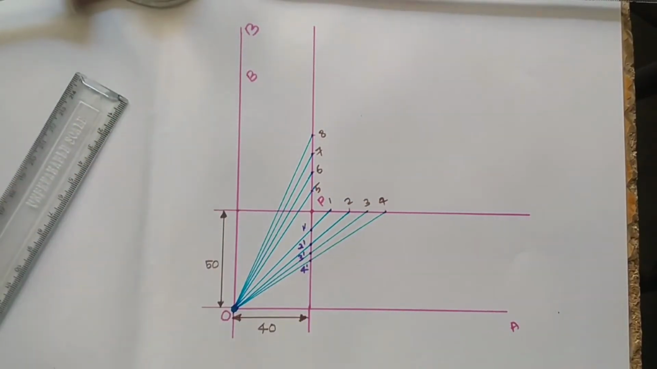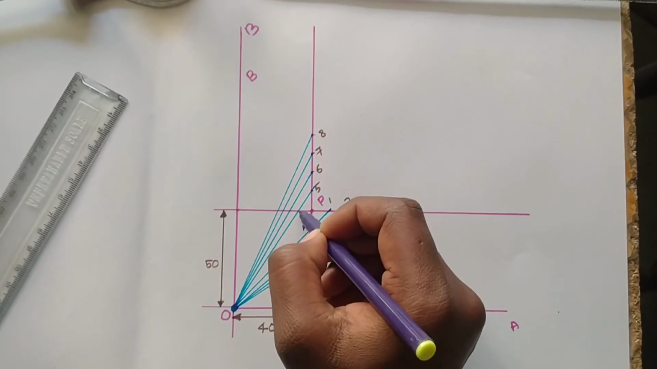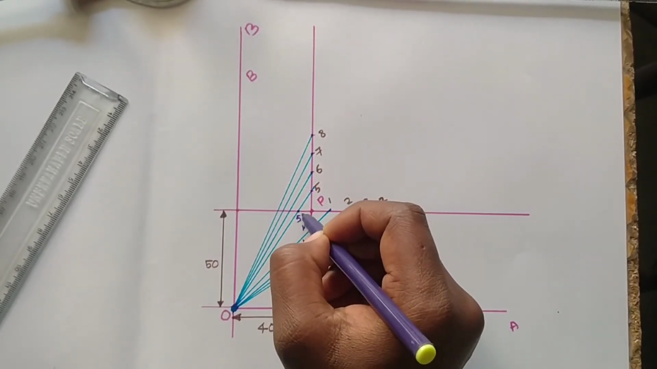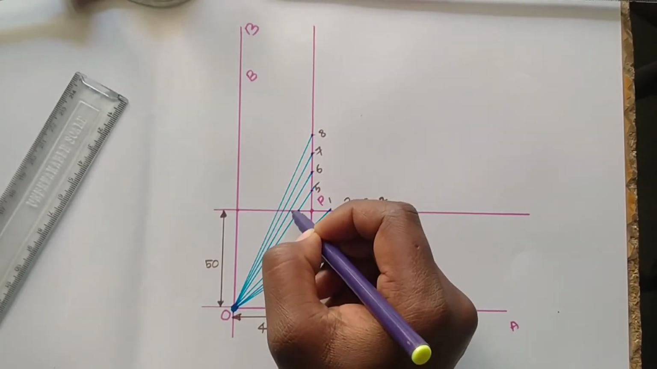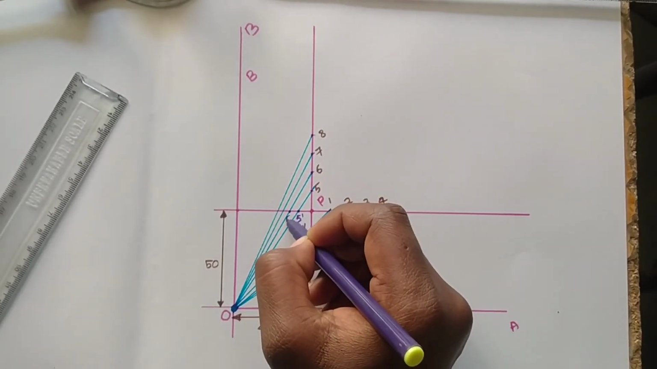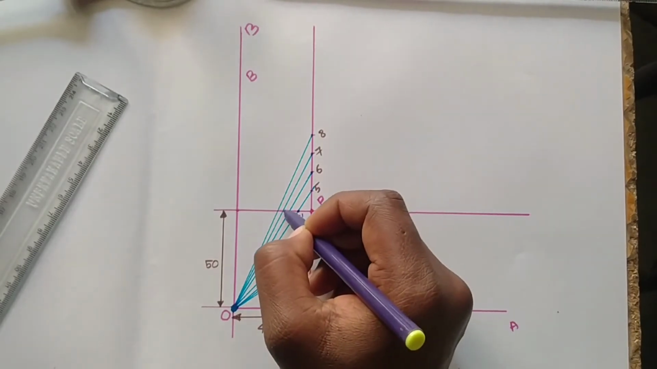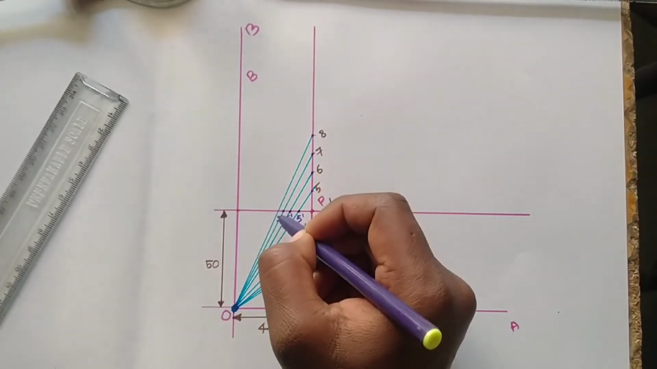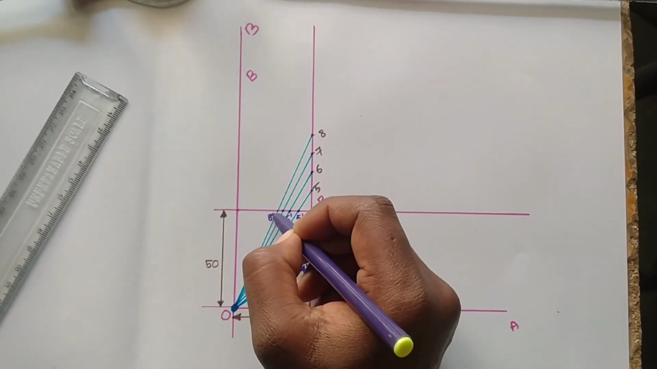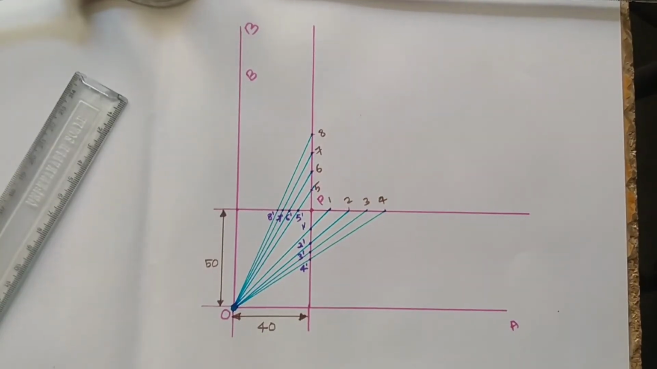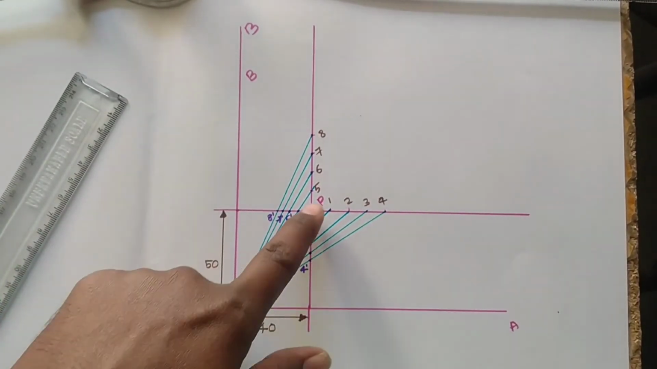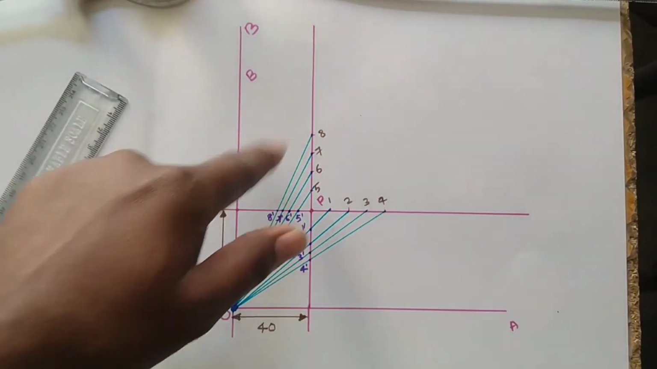Next, on the upward side, the O5 line touches this horizontal line at this point, name it 5 dash. The O6 line touches here, let this be 6 dash. Next, here we have 7 dash. The 8 line touches here, this is 8 dash. So we have 1 1 dash, 2 2 dash, 3 3 dash, 4 4 dash, 5 5 dash, 6 6 dash, 7 7 dash, 8 8 dash.